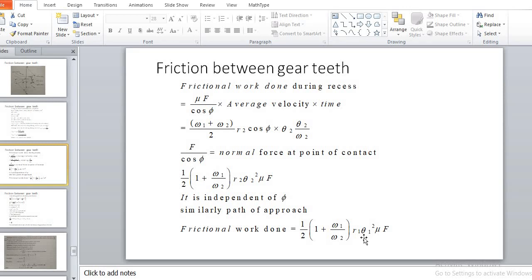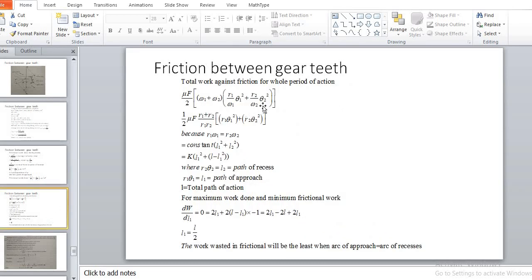Now the total work done is the addition of both, for the approach part and for the recess part. So we add these two terms and we get this equation. Adding the two parts, the approach part and the recess part, we get this equation. After further simplification, we get this final equation.